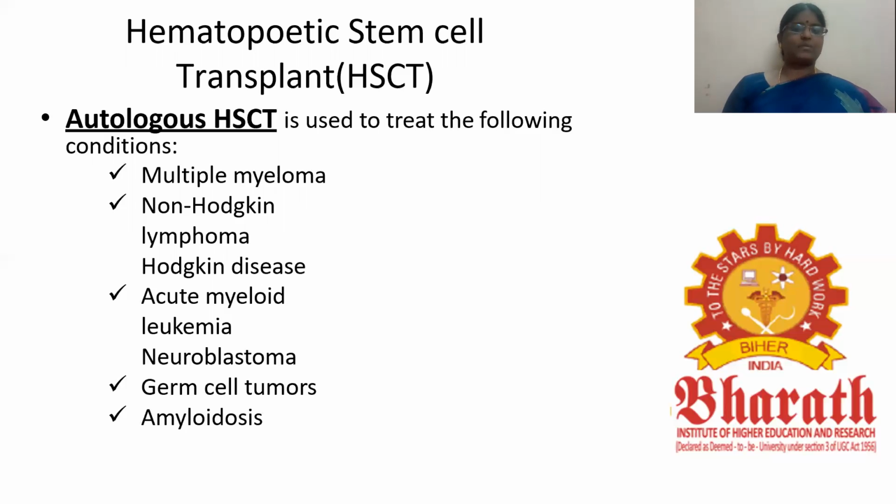So hematopoietic stem cell transplant is otherwise called autologous hematopoietic stem cell transplant, which is used to treat the following conditions like multiple myeloma, non-Hodgkin's lymphoma, Hodgkin's disease, acute myeloid leukemia, neuroblastoma, germ cell tumors, and also amyloidosis.